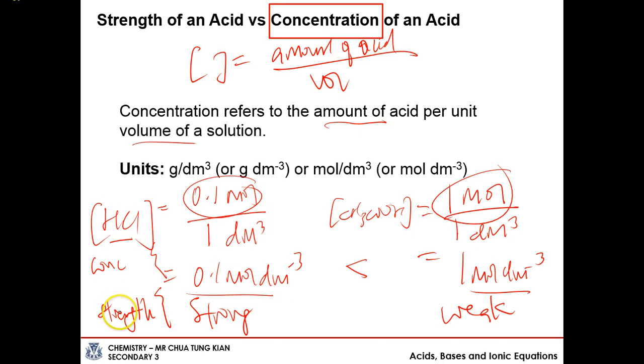The strength is only dependent on the acid itself. You cannot change the strength of an acid by using more or less of the acid. It is dependent on the acid. HCl is forever a strong acid, ethanoic acid is forever a weak acid, but I can have a concentrated solution of a weak acid and a dilute solution of a strong acid.